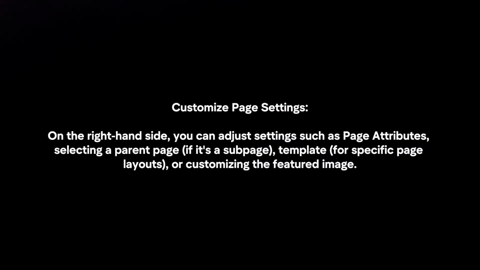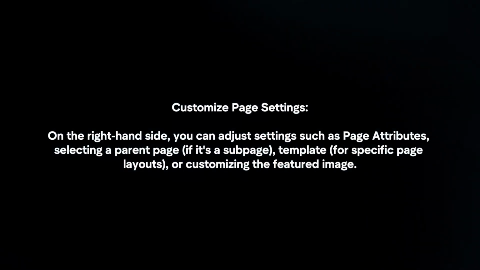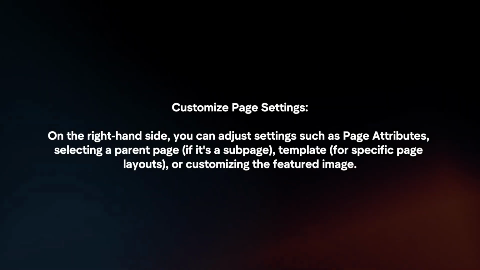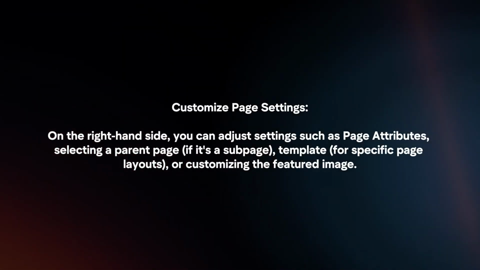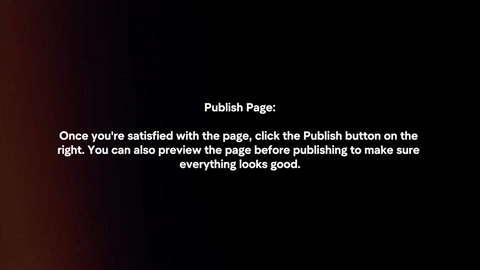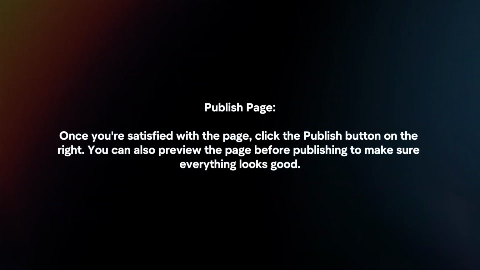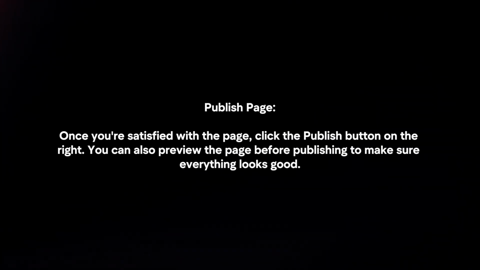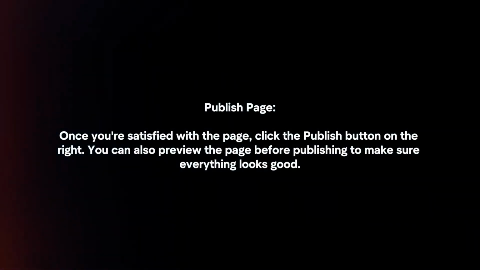Customize page settings. On the right-hand side, you can adjust settings such as page attributes, selecting a parent page, template, or customizing the featured image. Publish page. Once you're satisfied with the page, click the Publish button on the right. You can also preview the page before publishing to make sure everything looks good.